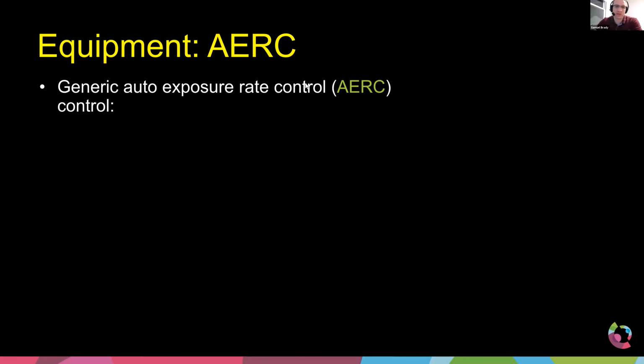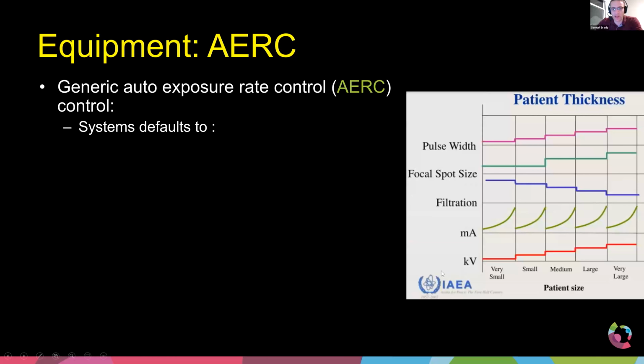Now, let's put this all together. The AERC, the auto exposure rate control. We don't have the knobs to twist. The system does this all automatically. So how does the system do it? The IAEA put together this nice little infographic, so I'm going to refer to this.